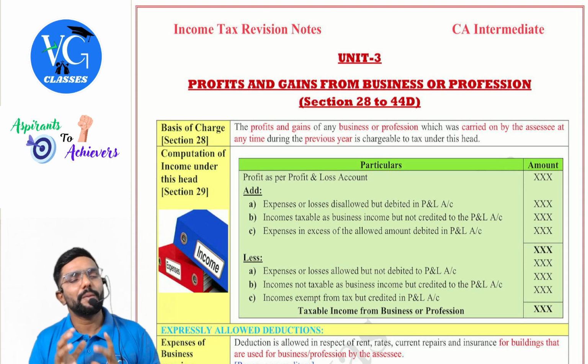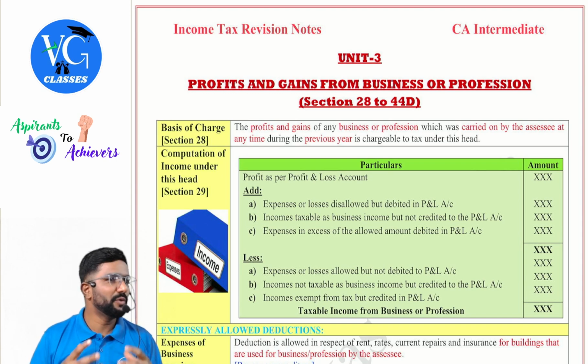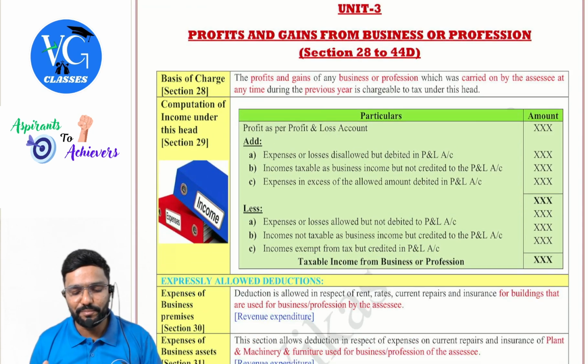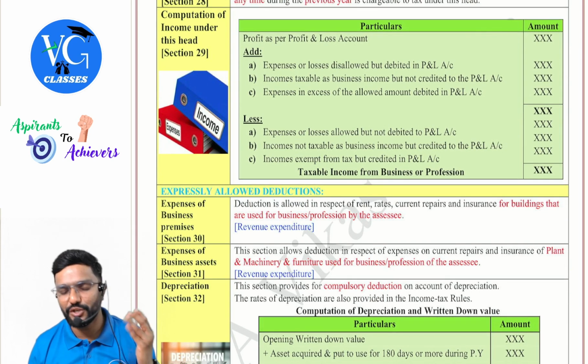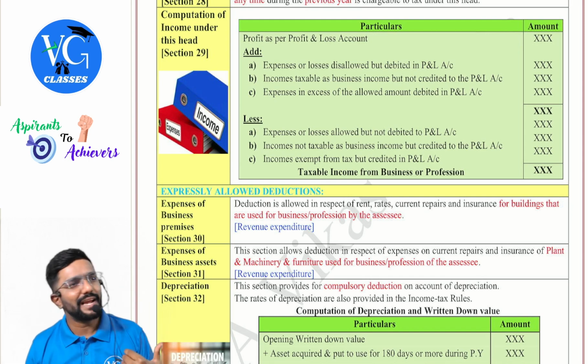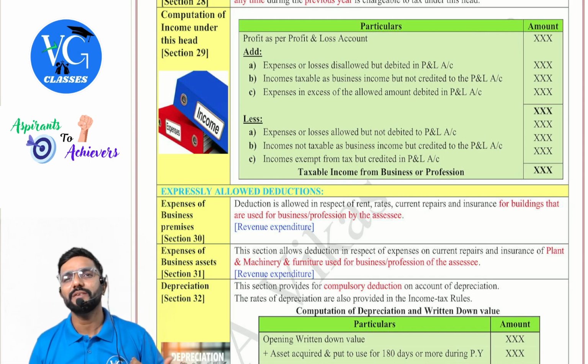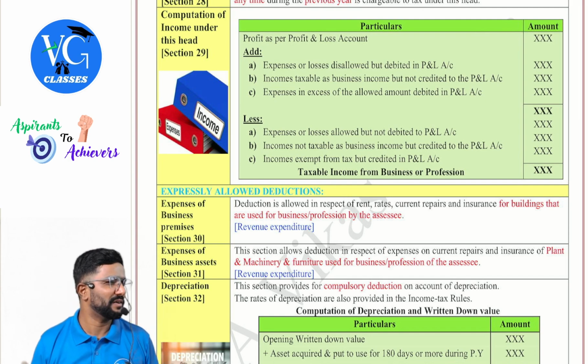Now coming to section 29, which gives the computation of the income under the head PGBP, the format. How do we compute it? I have just made one simple format here, guys. Let me explain each of them one by one. You will take the profit as per P&L account or P&L statement. See, in taxation and all, they never use the word P&L statement. Even though the assessee is a company, they don't use the word P&L statement and all. They may use it as P&L account itself.